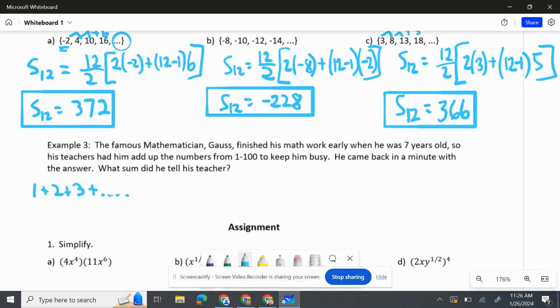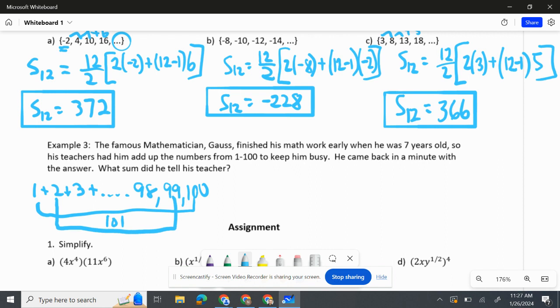What he noticed is that when you add the first and the last numbers, what you get is 101. And when you add the second and the second to the last, you also get 101. And the third to the third to the last, you also get 101. He realized that all of them add up to 101 and that there were 50 pairs. So he just went 50 times 101, and that gave the answer 5050.